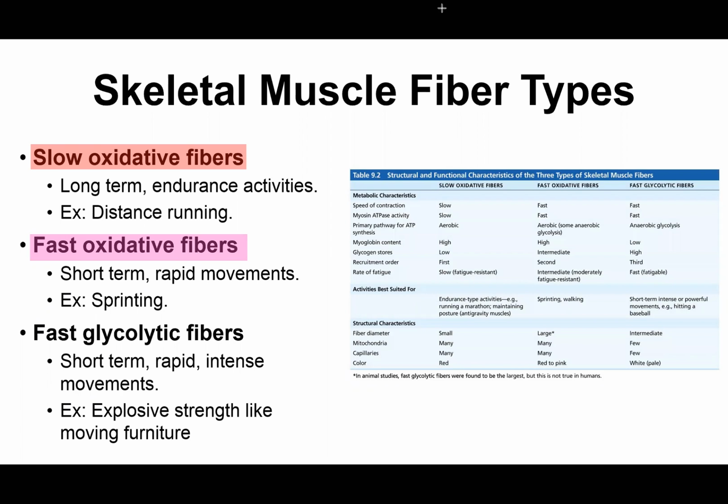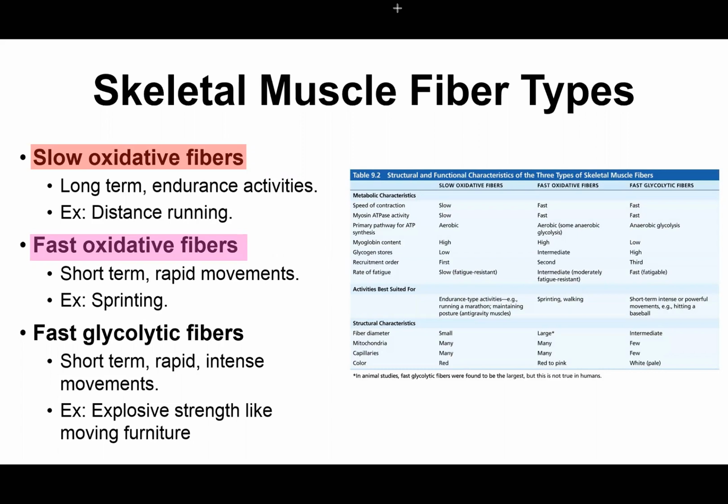And they do fatigue more quickly than our slow oxidative fibers, but not as quickly as our fast glycolytic fibers. And so these fibers would be best for short-term rapid movements like sprinting or walking. These fibers are relatively large. They're the largest of the three fiber types. They have many mitochondria and many capillaries, and their appearance is this red pinkish color.